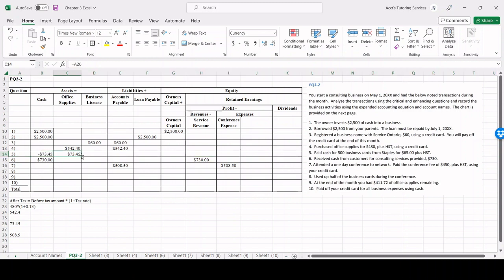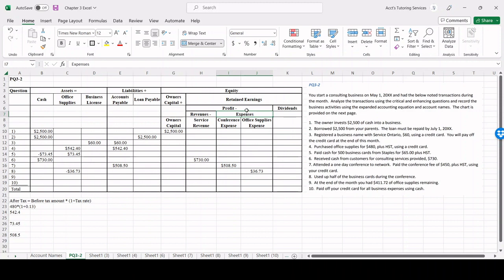Now, half of these supplies are used up for this specific amount because half the business cards are gone. So we're going to actually reduce our office supplies by half because now the future benefit is gone. Remember that. We used it up. When we use something up or consume something, that gives rise to an expense. So now we're going to increase office supplies expense by that same amount. We're going to increase it because our expense is increasing.